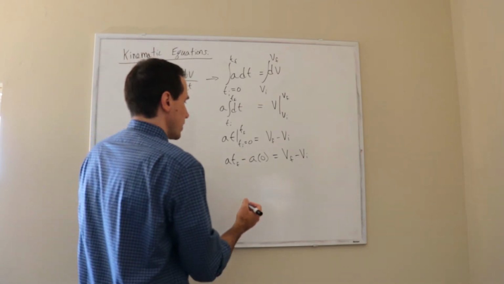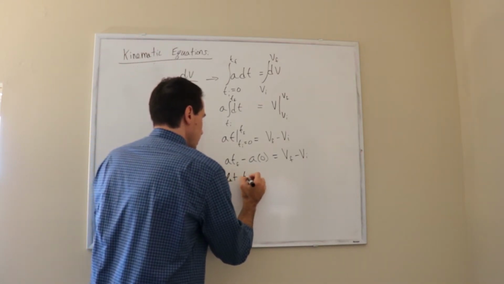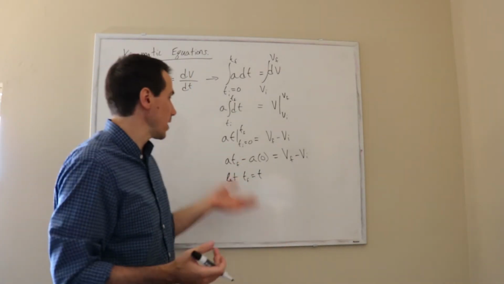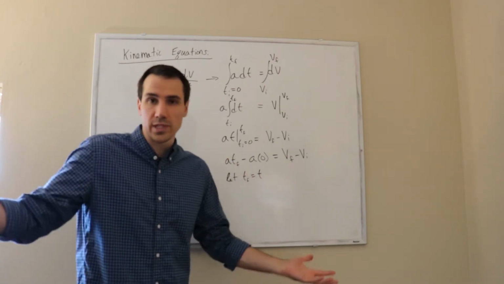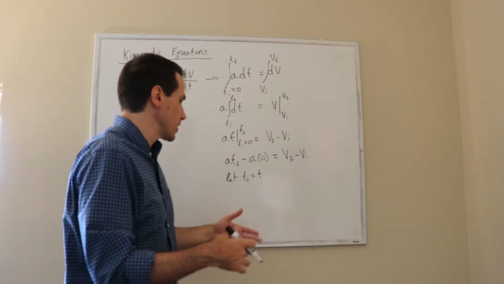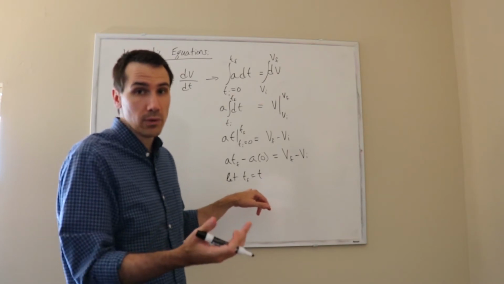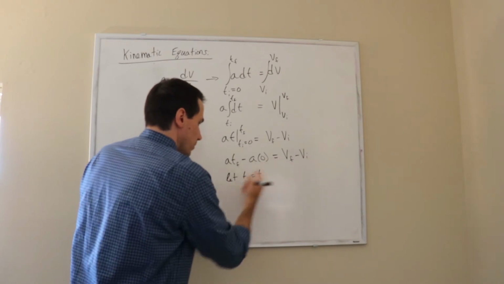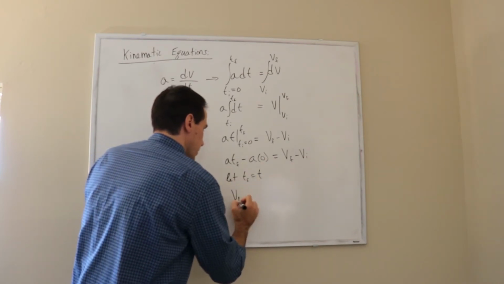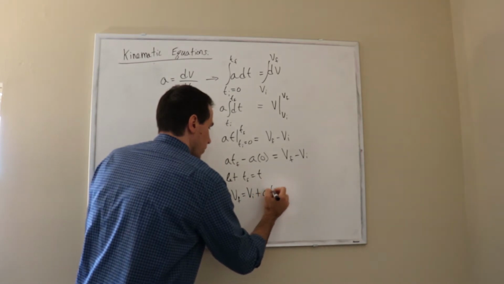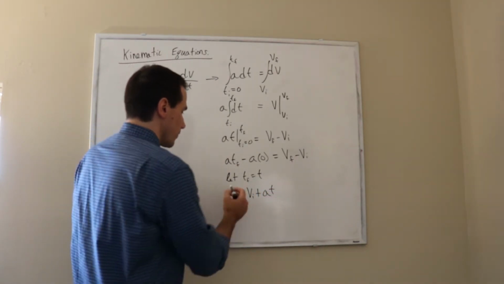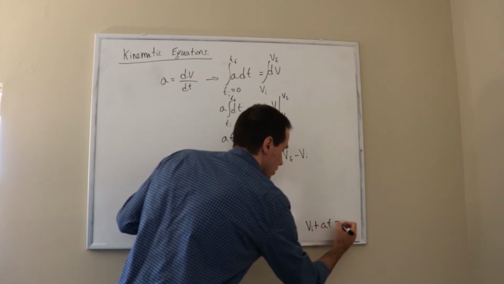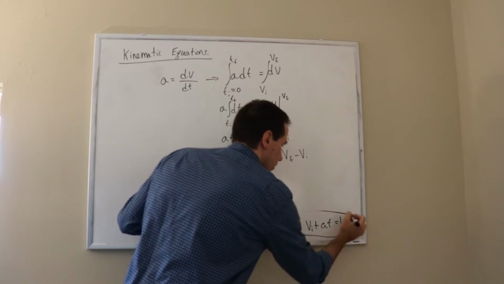And now I'm going to let t final just equal t. Because I don't have a t initial, I can just say, well, I'll integrate from 0 to time t. And so all of the textbooks don't write t final in general. They will just write t. And plugging this in here and rearranging, I get v final equals v initial plus at. So this is my first kinematic equation.